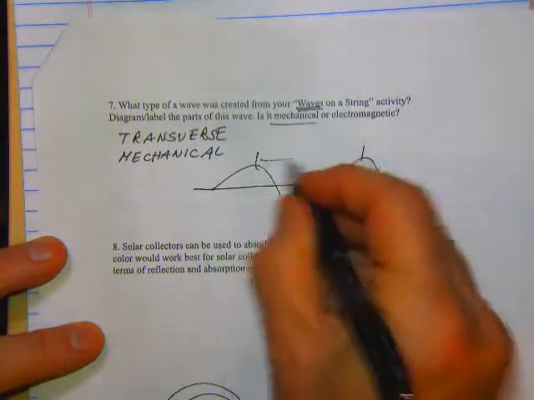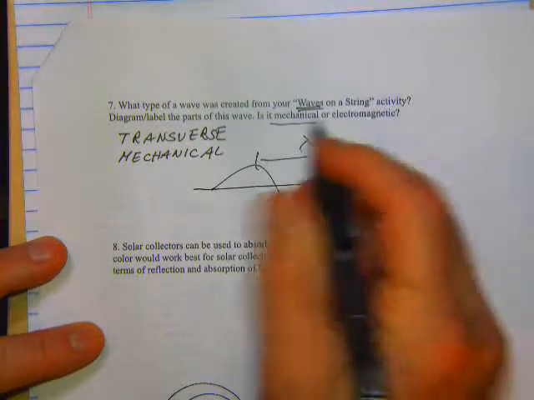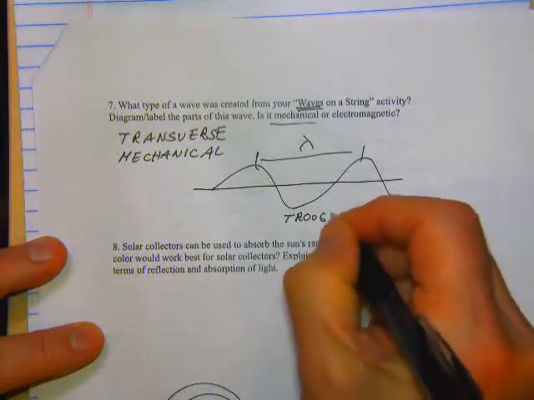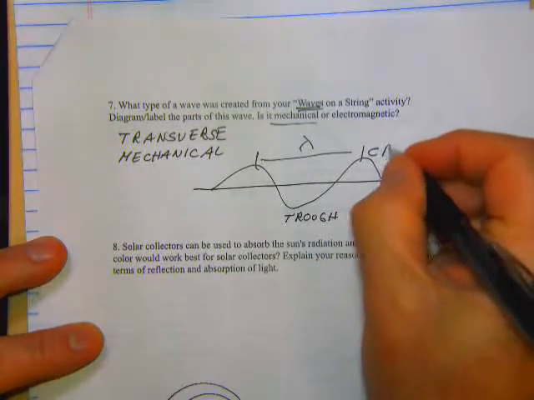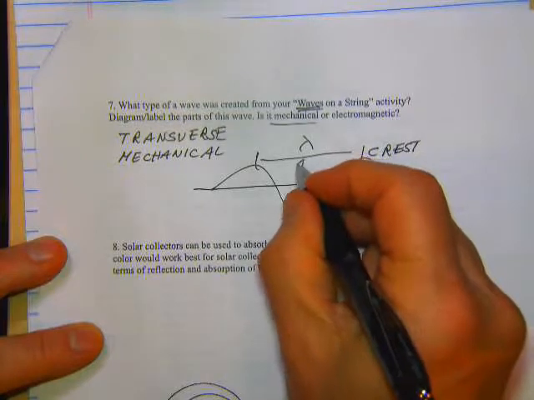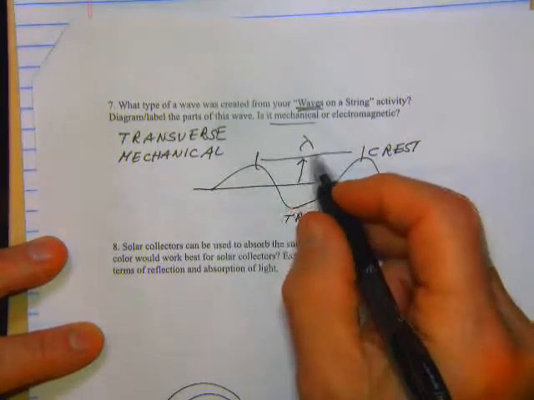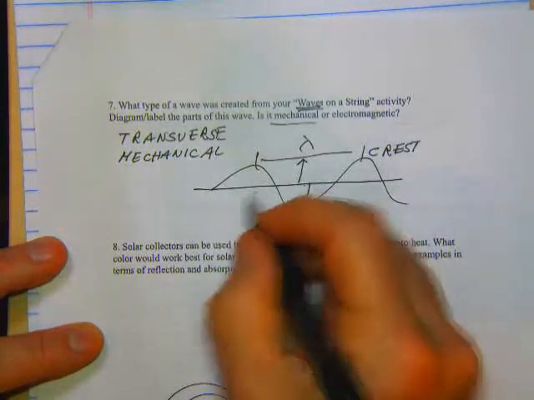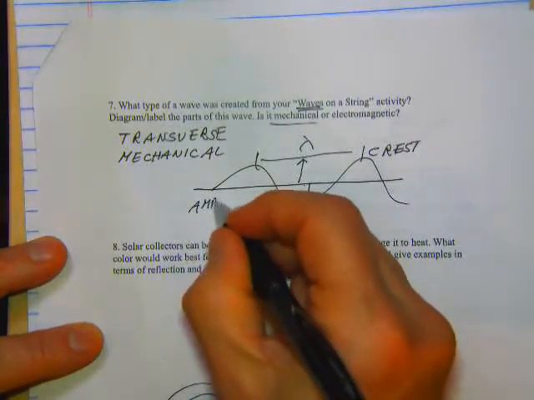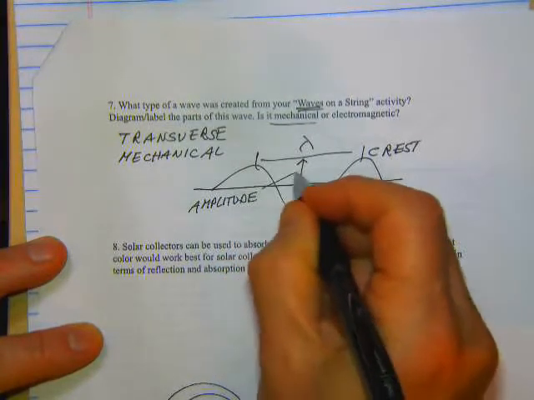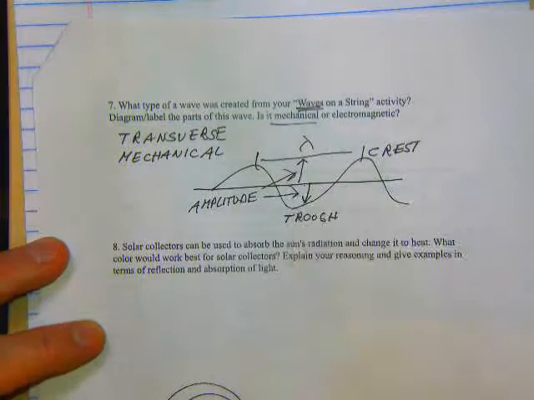Point to point here is wavelength. This would be trough. This is the crest up here. And this distance from the line of origin to the crest, or the line of origin to the trough, that's amplitude. Could be that or that.